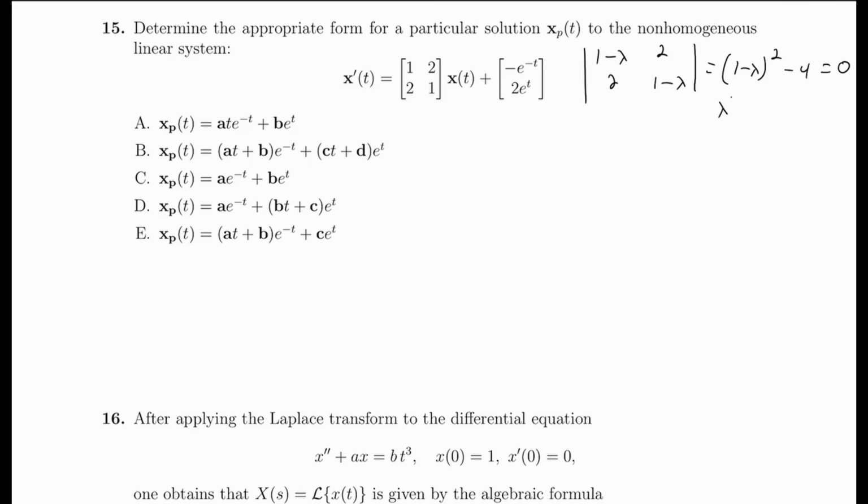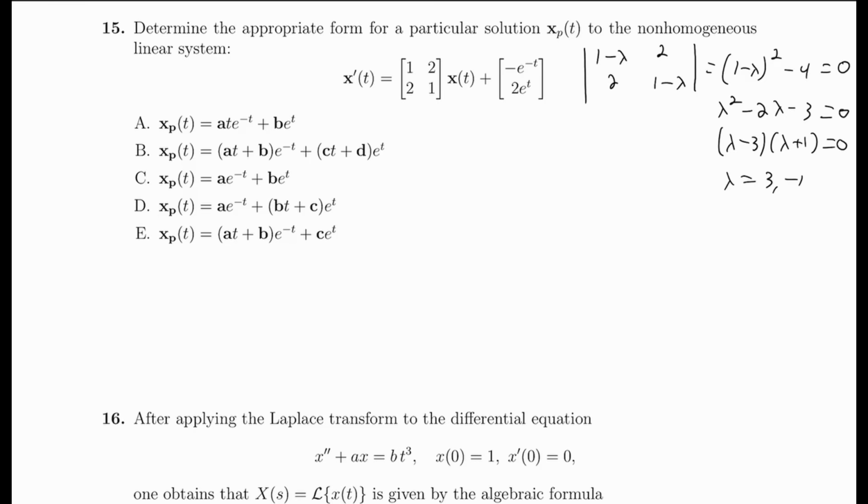This will multiply out and get us λ squared minus 2λ. It'll be plus 1 minus 4, which is just minus 3. And this factors into λ minus 3 times λ plus 1 is equal to 0 and gets us eigenvalues of 3 and negative 1. We don't actually need to go ahead and find the eigenvectors like we normally would, because we can just represent them symbolically as v1 and v2. It won't matter when we're checking for duplication because we're not asked to find the actual solution here.